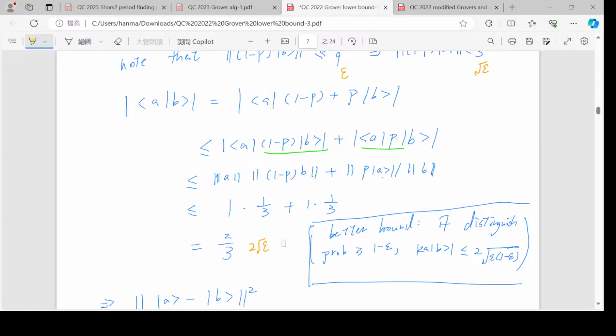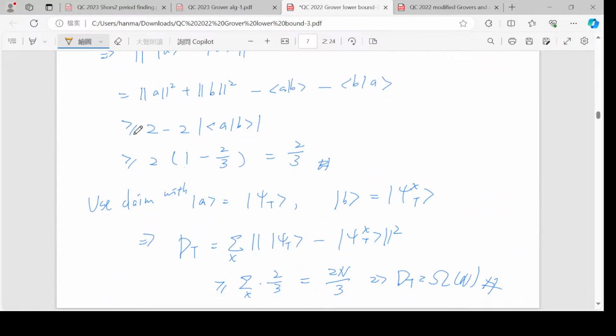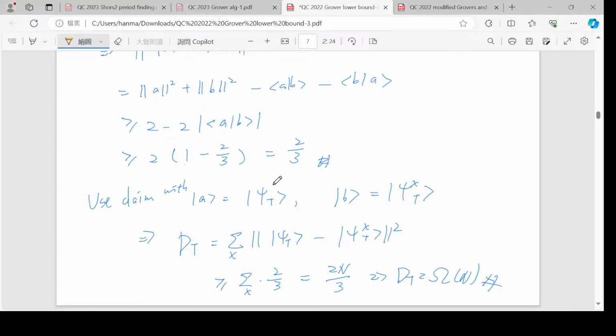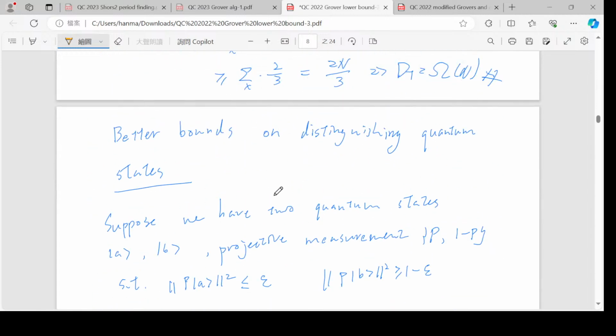Then we claim that this is almost tight, because what you can actually get is 2 square root epsilon times 1 minus epsilon. So you get an extra 1 minus epsilon factor here. That's a tight bound. And yeah, no objection, then let's go to a better bound.